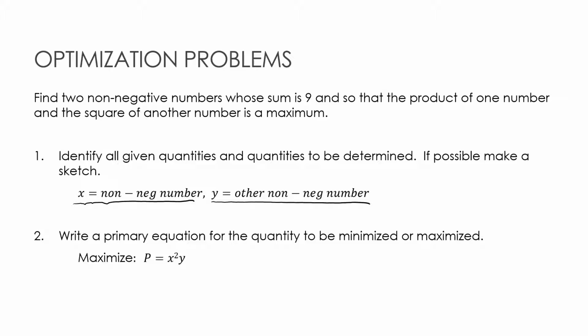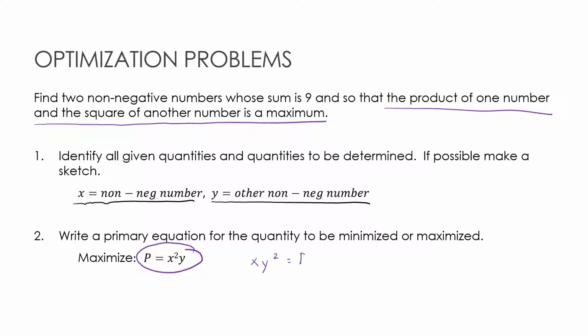Those are the quantities. The primary equation has to do with what's being minimized or maximized. So it tells me that I'm looking for the product of one number and the square of another number to be a maximum. Notice I've written that as x squared y equals P. Keep in mind that it doesn't matter which one's x and which one's y. Some people might say, well, what if I did x y squared equals P? It's the exact same thing, guys, because we're just looking for two numbers. So here's what I'm trying to maximize. And notice I haven't used whose sum is 9 yet.